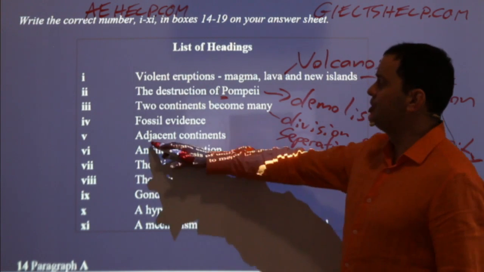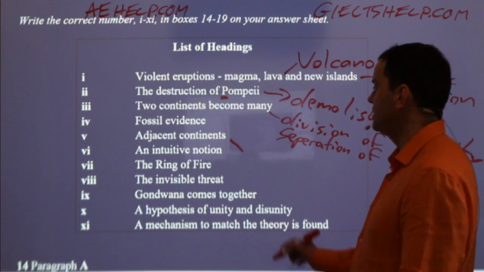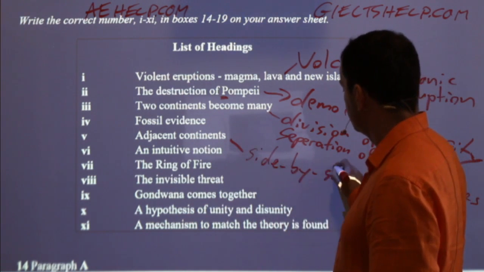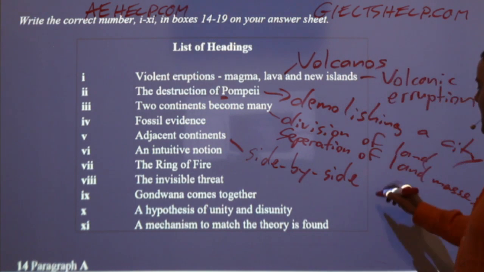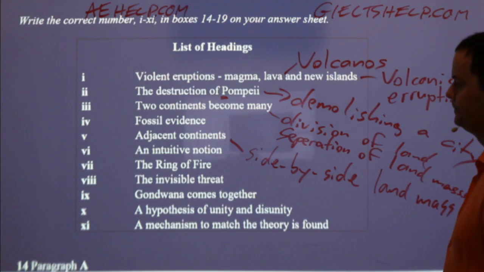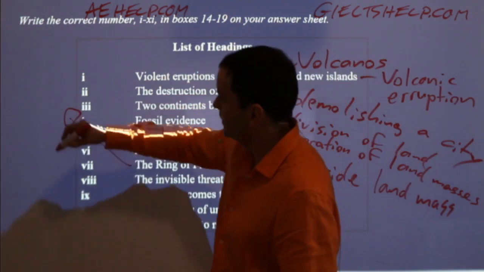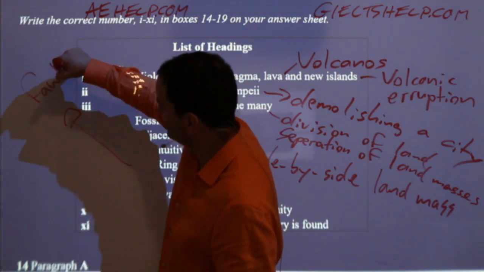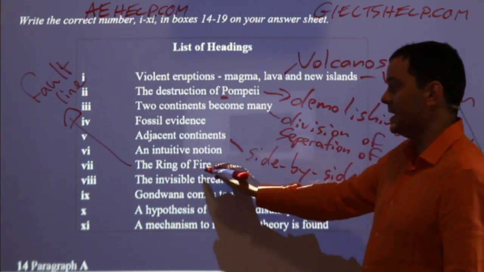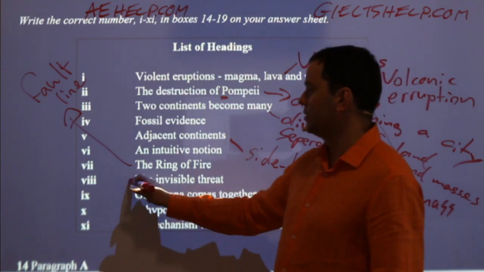Okay, adjacent continents. Okay, adjacent, side by side, landmass. Sure. Ring of fire. Fault line. Okay, if you don't know that, that's fine. It's a name. You don't have to. The invisible threat. Let's go to that one.